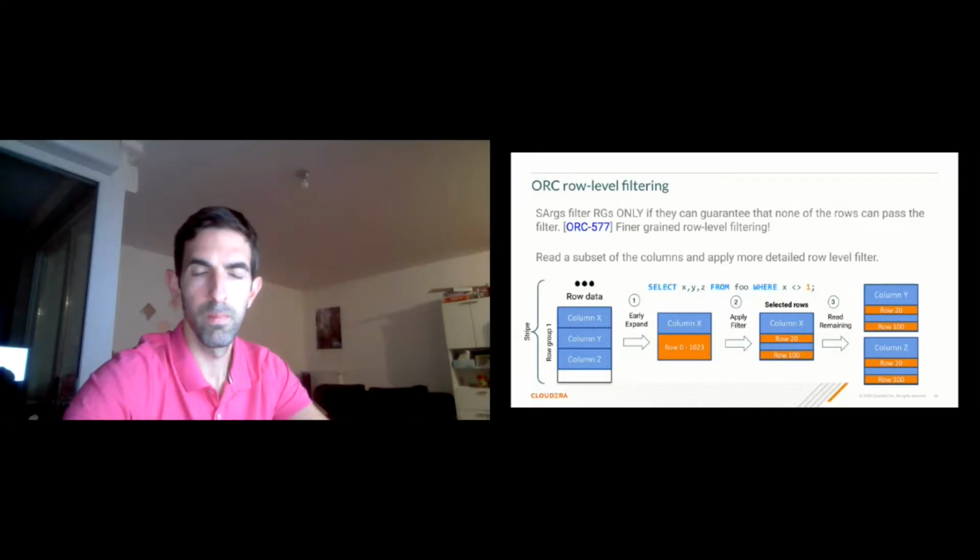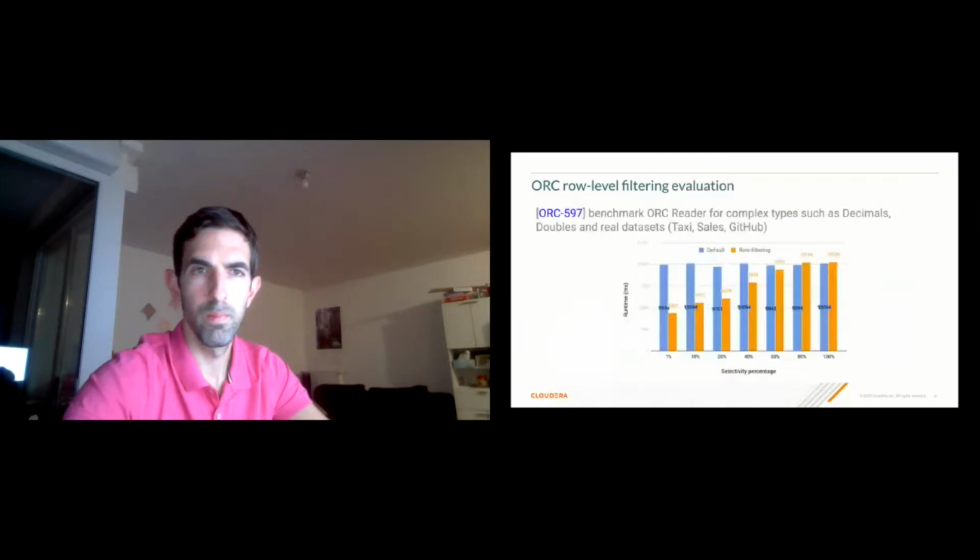And to give you an idea of the benefit we get with this row-level filtering mechanism, we extended the benchmark given with ORC, which is using real data sets such as taxi, sales, and GitHub data sets, and projects a number of columns. As you can see on the x-axis, we're playing with the selectivity. We increase it from 1% to 100%. And on the y-axis, we have the runtime it takes to project those. So for this particular graph here, we use a sales data set.